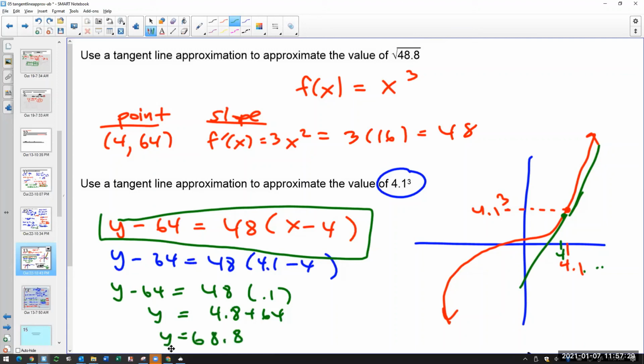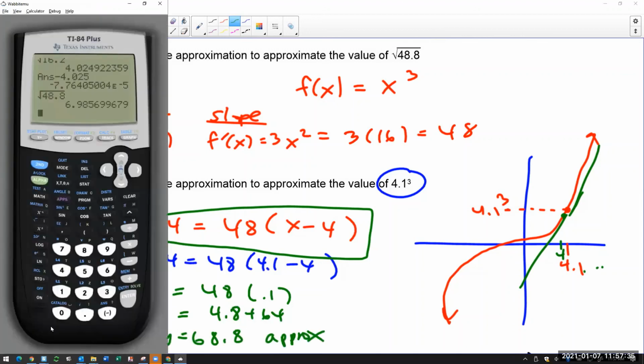Guys, is this the actual value or the approximate? Let me write down, just so I don't forget, that's the approximate. Let me go find the actual. The actual value is 4.1 raised to the third power, and it's 68.921. Not bad for an approximation. So the actual value is 68.921.